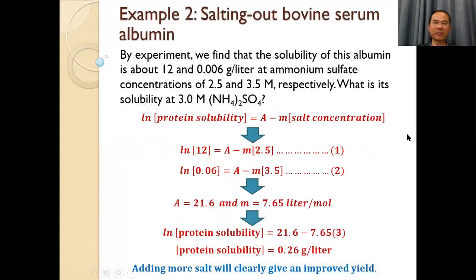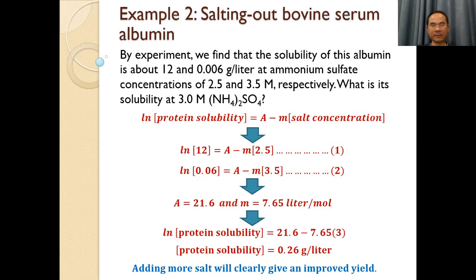Okay, the next example, the calculation. By experiment, we find that the solubility of the albumin is about 12 and 0.006 gram per liter at ammonium sulfate concentrations of 2.5 and 3.5 molar respectively. What is its solubility at 3 molar ammonium sulfate? For this case, we would like to study the effect of ammonium sulfate on the solubility of albumin. We know 2 points, and then we can use the general equation: log solubility equal to A minus M multiplied by salt concentration.